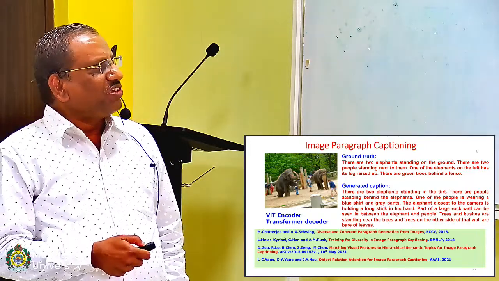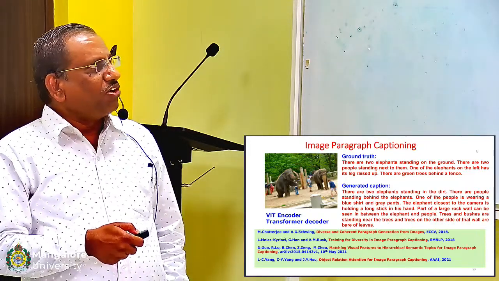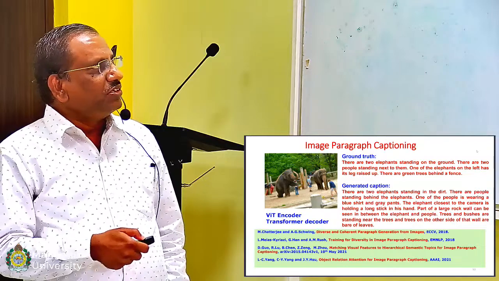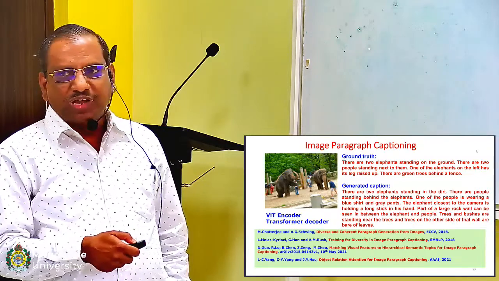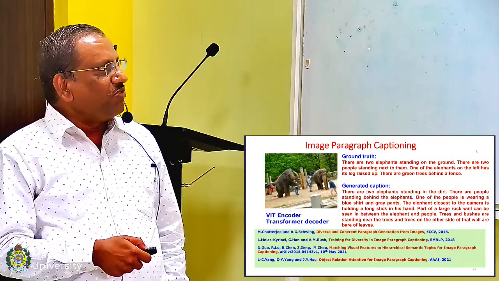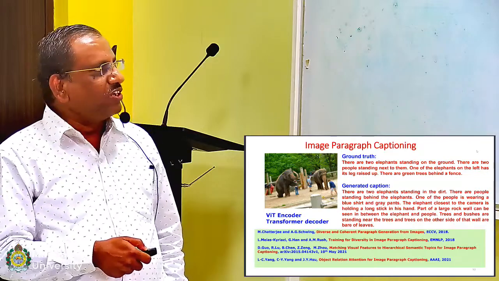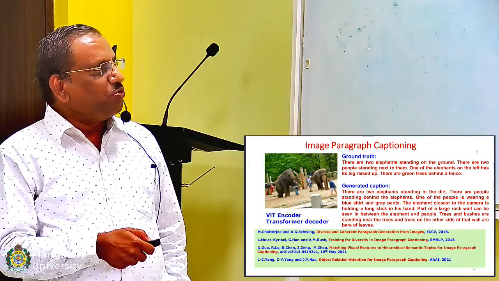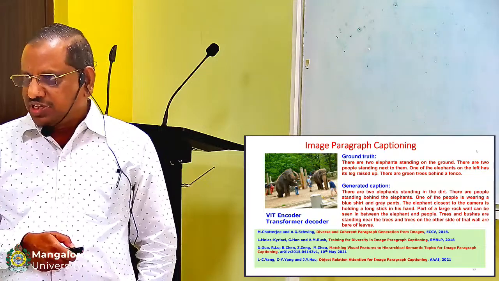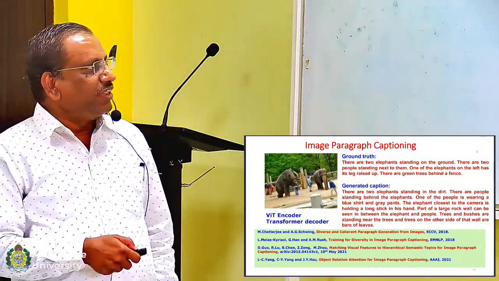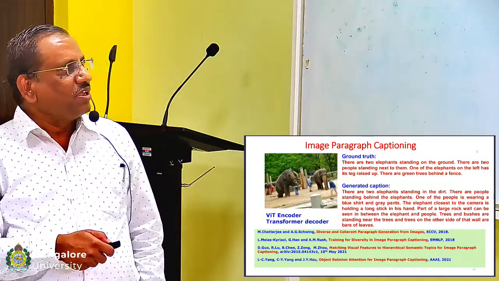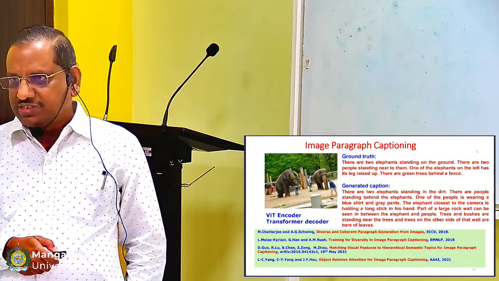And there are a number of papers available where I want to generate a very detailed caption from a given image, which is called image paragraph captioning. Again, we use the ViT encoder, that's the vision transformer encoder, which takes the image as input and generates a representation of that image as a sequence. Then we have this transformer decoder, which generates the caption for that image.